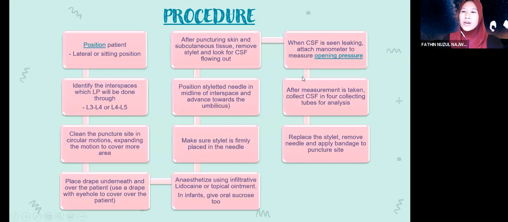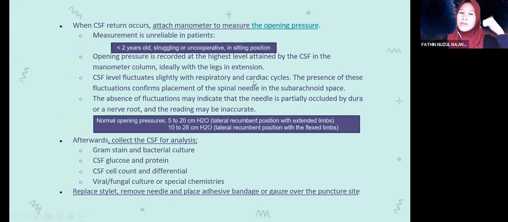Okay, after we have recorded the opening pressure, we then proceed with collecting the CSF in 4 collecting tubes. Now the first tube would be for gram stain and bacterial culture. Second would be CSF glucose and protein. Third one would be CSF cell count and differentiation, and the fourth one would be for viral or fungal culture or other special chemistries.